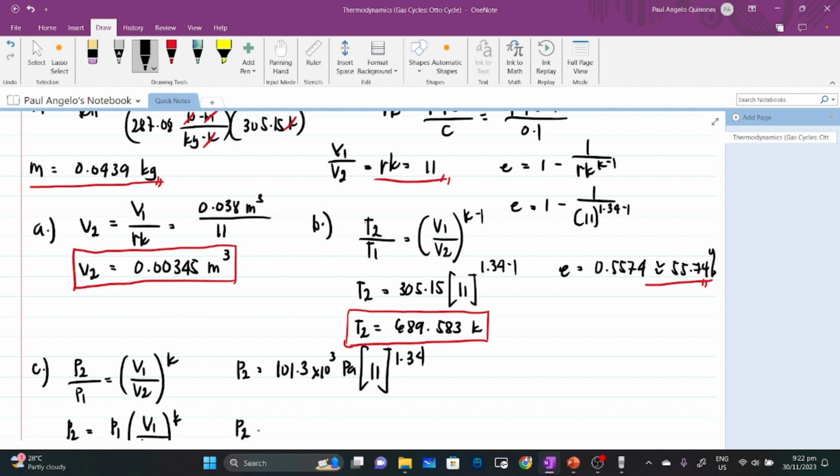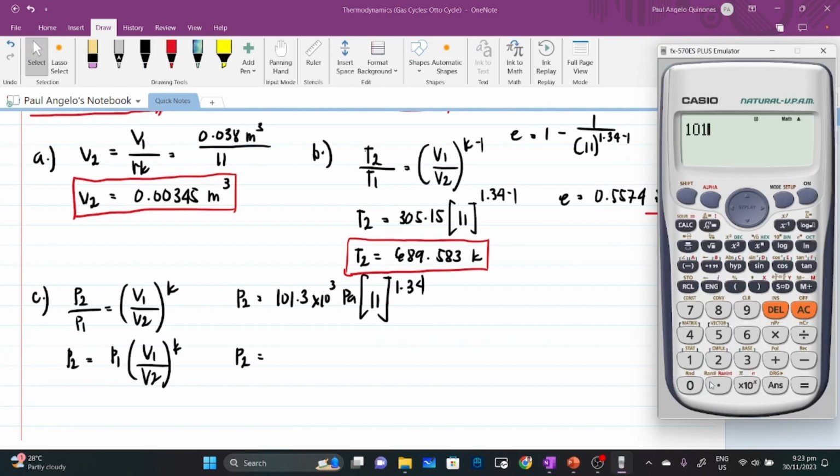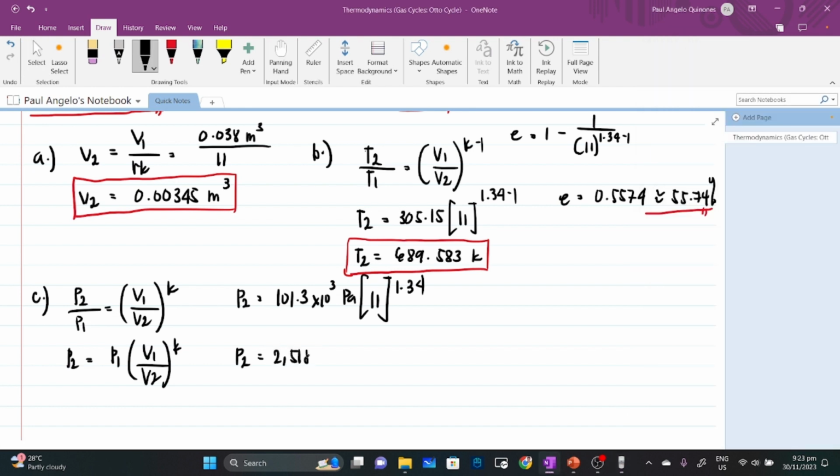So P sub 2 is equal to 101.3 kilopascal times 11 raised to 1.34, which equals 2,518.115 kilopascal. Okay, so this is your P sub 2.